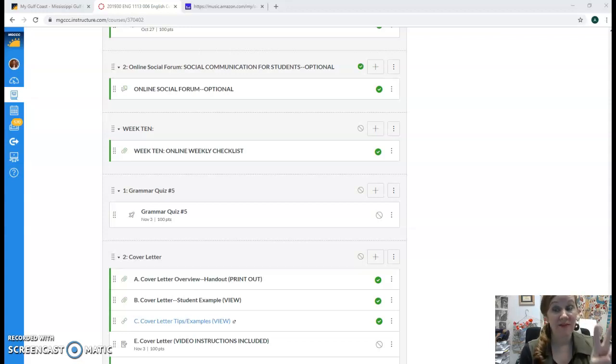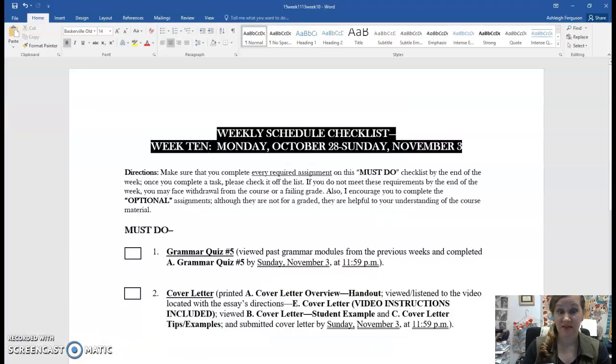Now for week 10, you have two tasks this week. For your first task, you need to complete your Grammar Quiz 5, and for your second task, you need to complete your cover letter. As always, before you actually complete these tasks, I encourage you to look underneath week 10 and to click on our weekly checklist, which when you click on that, this is our checklist for this week.